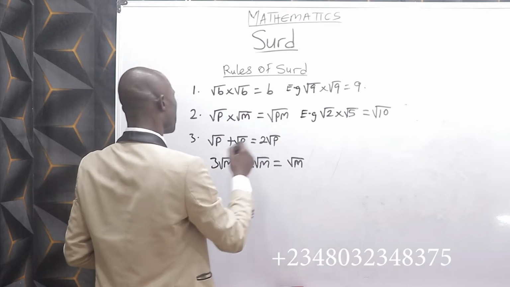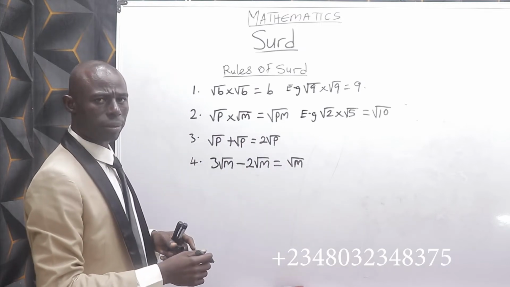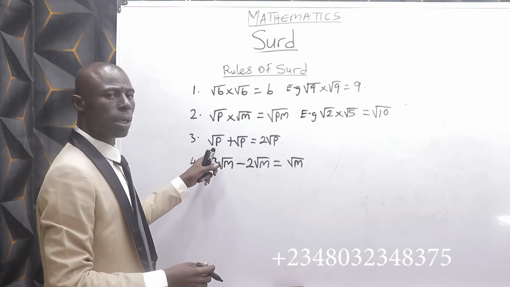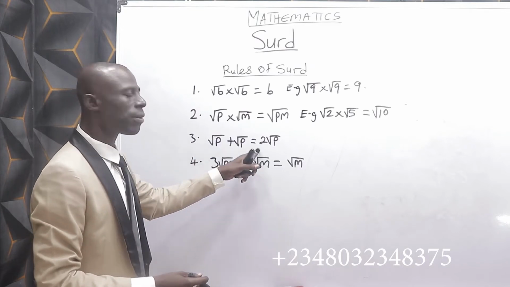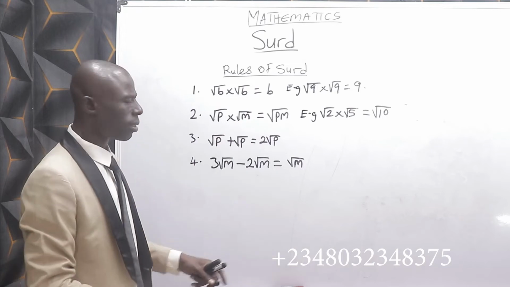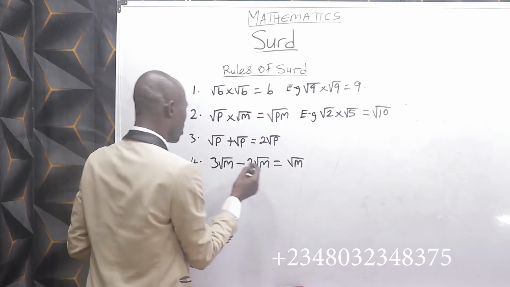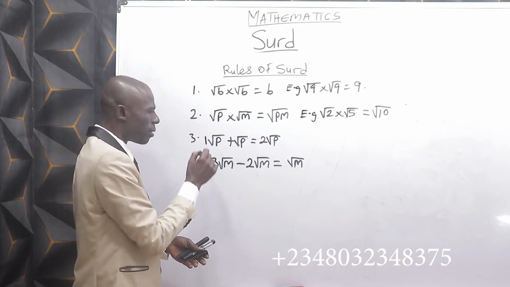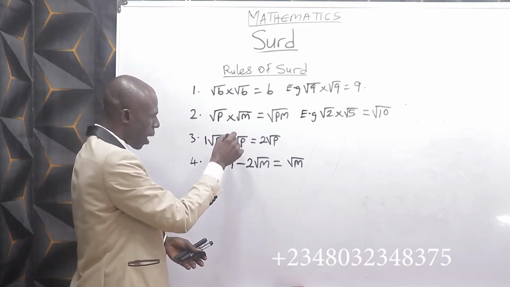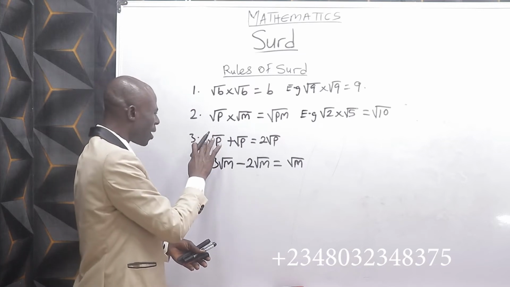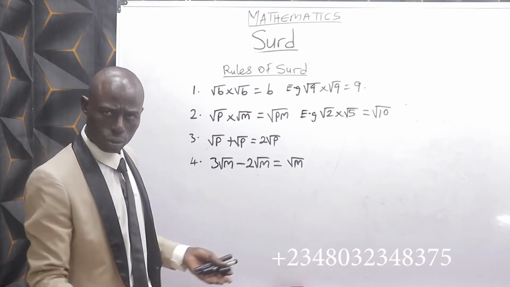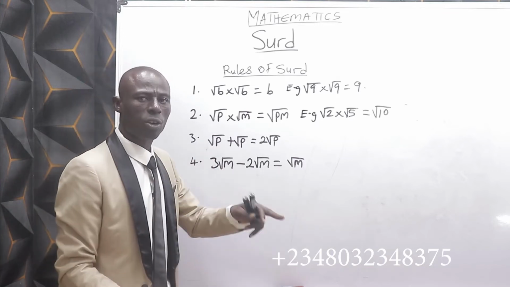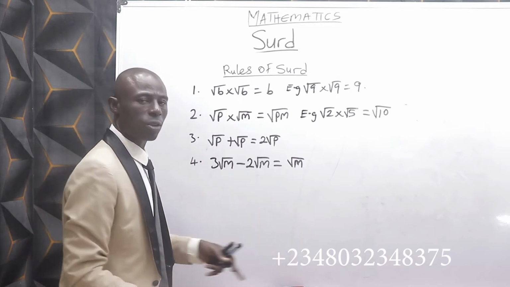So another one is number 3, the rule of addition. Square root of p plus square root of p gives 2 square root of p. It's just like you pretend you are having a coefficient of 1 here, also a coefficient of 1 here. So when you add 1 to 1, you get 2. So 1 square root of p plus 1 square root of p gives you 2 square root of p.